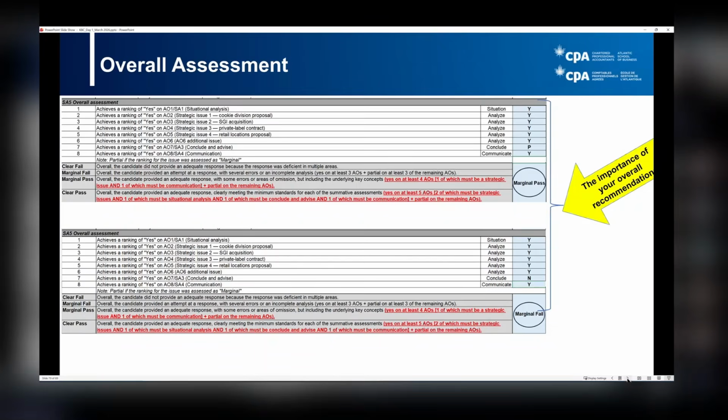Here's the importance of the overall recommendations. Getting a yes, but a partial on your conclude and advise, which is really because you got a partial on your overall recommendations, brings you down from a clear pass to a marginal pass. Getting a no on your overall recommendations doesn't matter that you've gotten yes on everything else; that results in a marginal fail. So again, you need to allocate 15 to 20 minutes for your overall recommendations because it could be the difference between passing and failing.